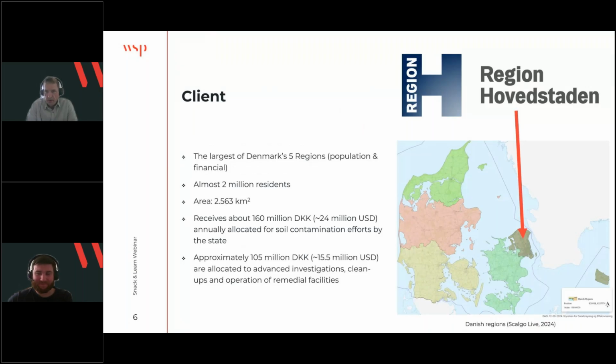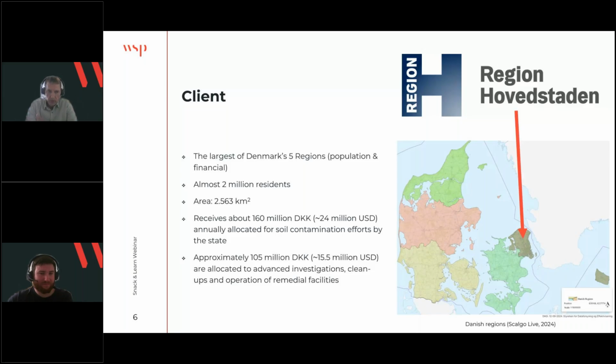Some information about the client. Here you see Region Hovedstaden. It means the capital region, with whom we carried out this development project. Denmark is divided into 5 different regions, and their main task is to manage the healthcare system in Denmark. But they also have a task related to soil and groundwater pollution.